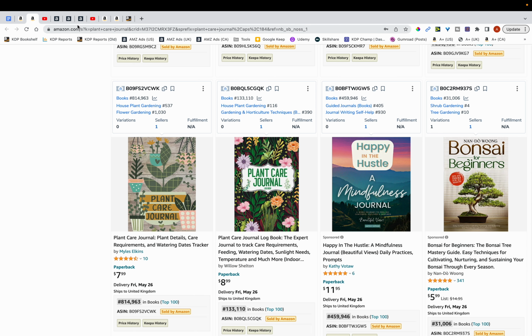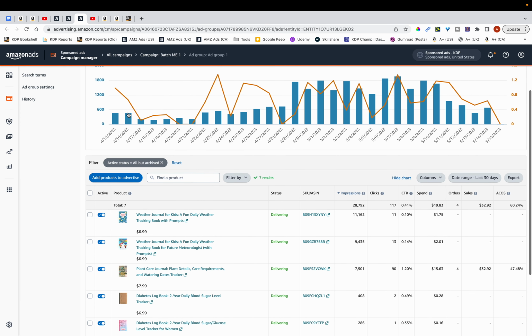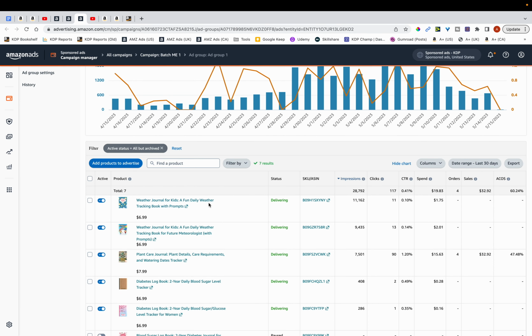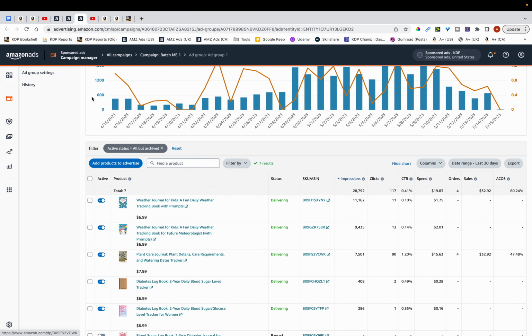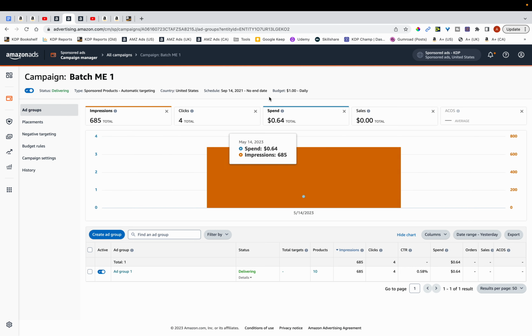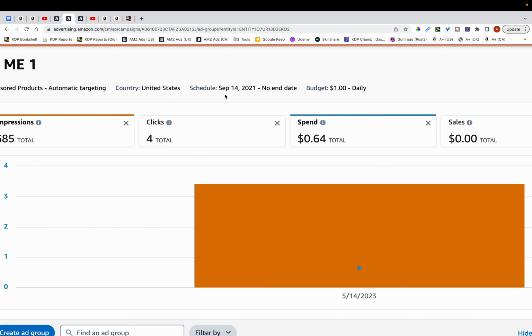And whenever I start an ad campaign, my goal is to keep running ads on the books forever and for as long as I'm doing KDP. So you can see here that in this particular campaign, I have this plant care journal. So you can see that it's over here. And if I just go to this tab over here and zoom in, you can see that I actually started this particular campaign back in 2021.